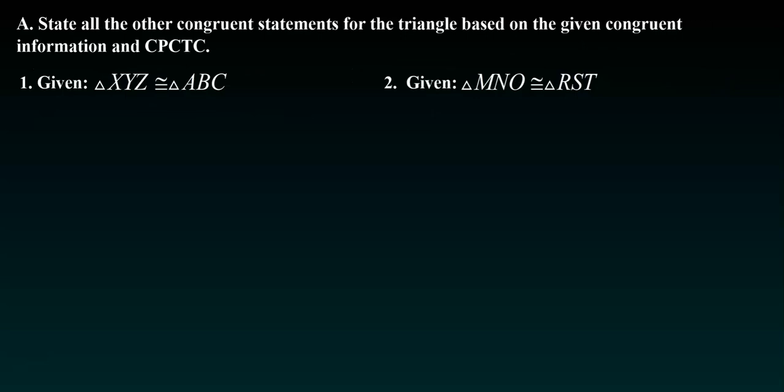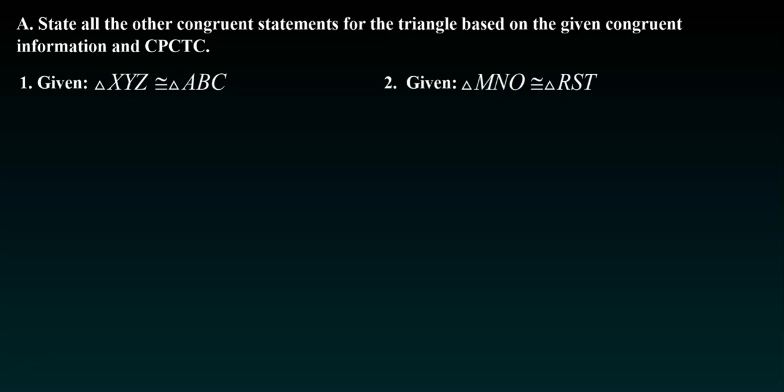State all the other congruent statements for the triangle based on the given congruent information and CPCTC, which stands for corresponding parts of congruent triangles are congruent. Okay, so looking at number one, it says given triangle XYZ is congruent to triangle ABC.